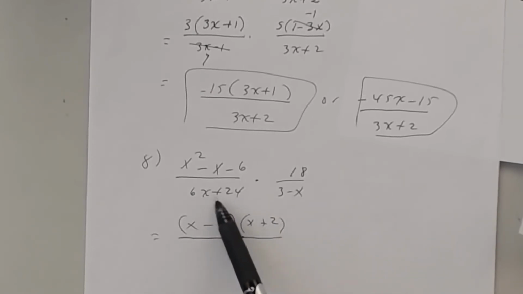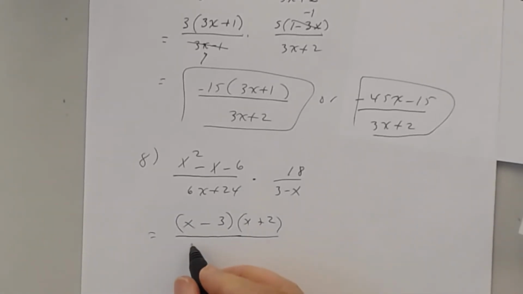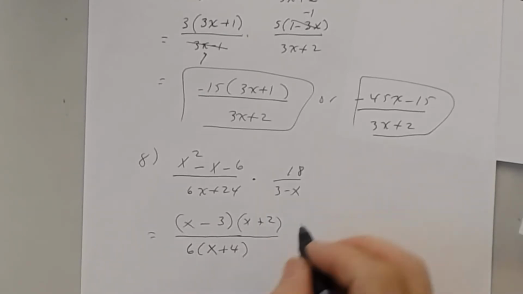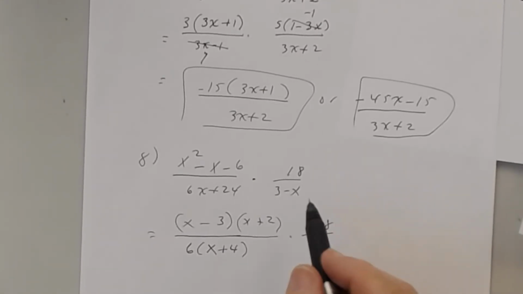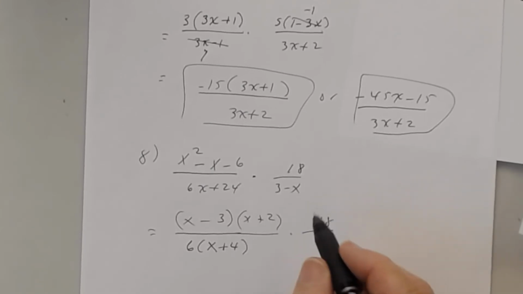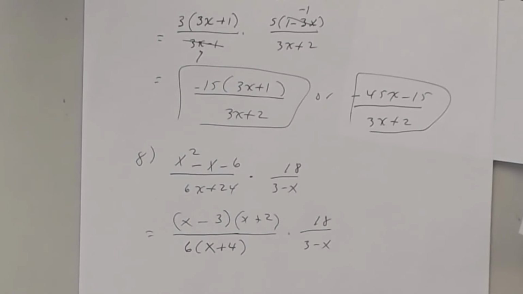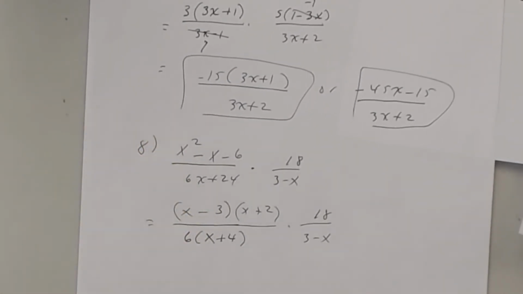How do I factor the first denominator? GCF of 6. So it's 6 times what? x plus 4, times 18. That 18 is a monomial. Leave that alone. And then 3 minus x, I can't factor that. The GCF is 1. So the only thing I was able to factor is the numerator and the denominator of that first fraction.